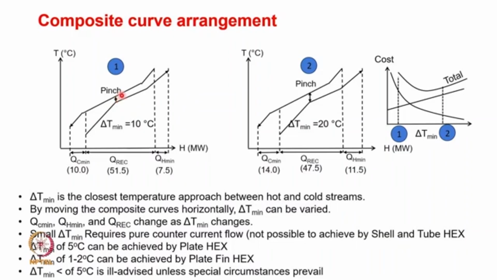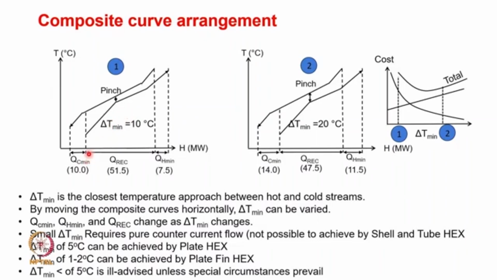The point at which they are maximally close to each other is where you find the delta T minimum. Everywhere you have a delta T, and the point where the curves come closest is where we have the minimum delta T. This particular point is called the pinch point, and we will see later in a little more detail how to use this pinch point.